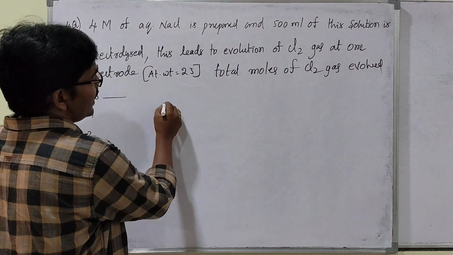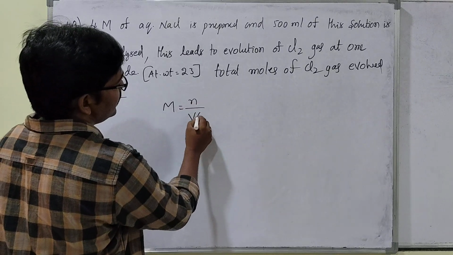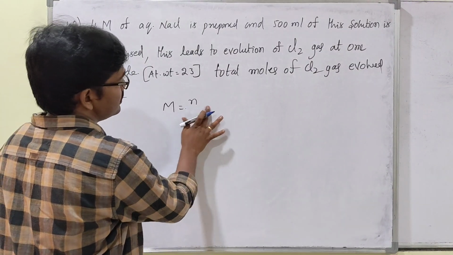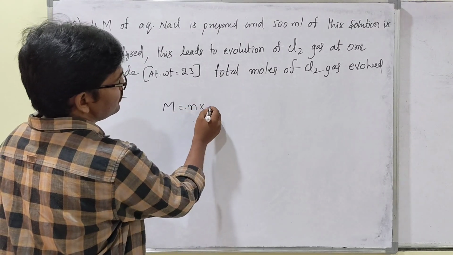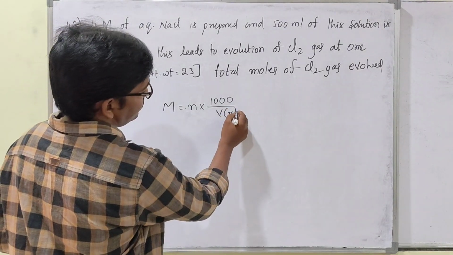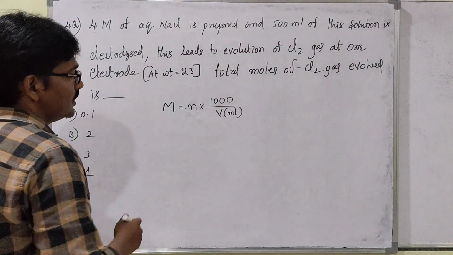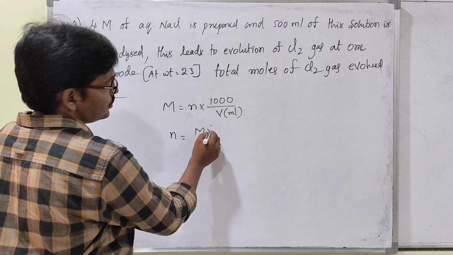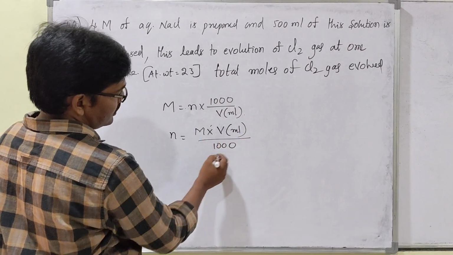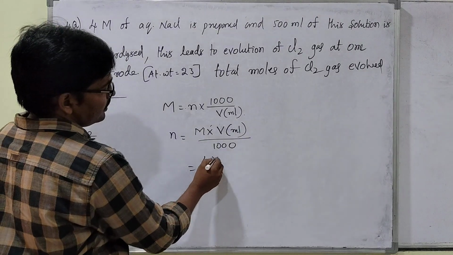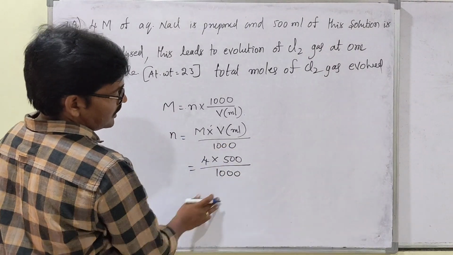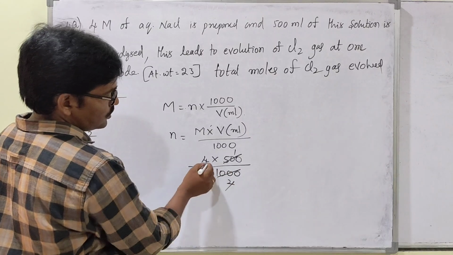First, molarity equals number of moles divided by volume in milliliters. When we take milliliters, that is n into 1000 divided by volume in milliliters. This is the formula. From that you can find the number of moles: number of moles equals molarity into volume in milliliters divided by 1000. Here molarity is given as 4, volume is 500, divided by 1000, so you get 500 once 2 times, 2 times.